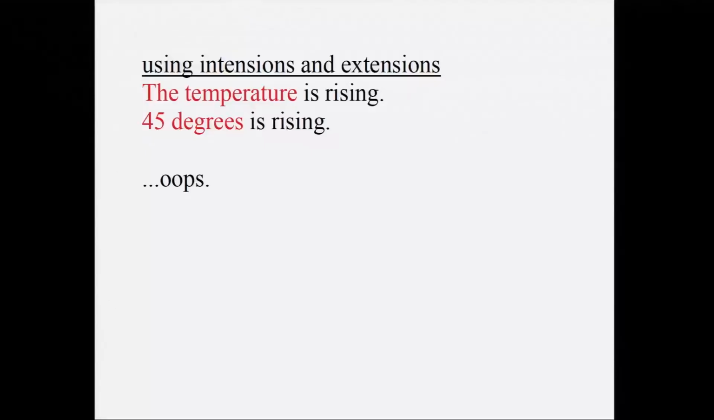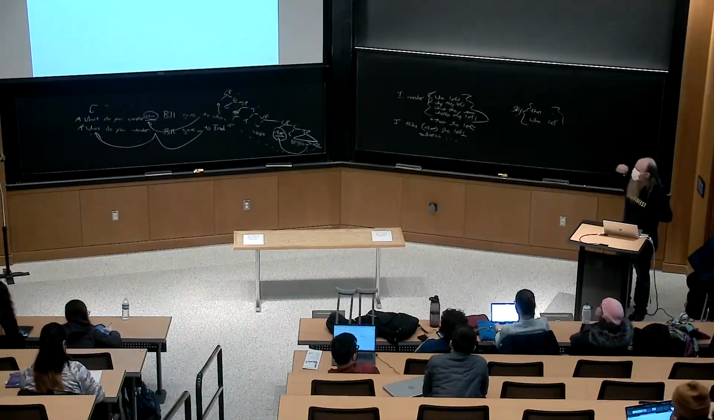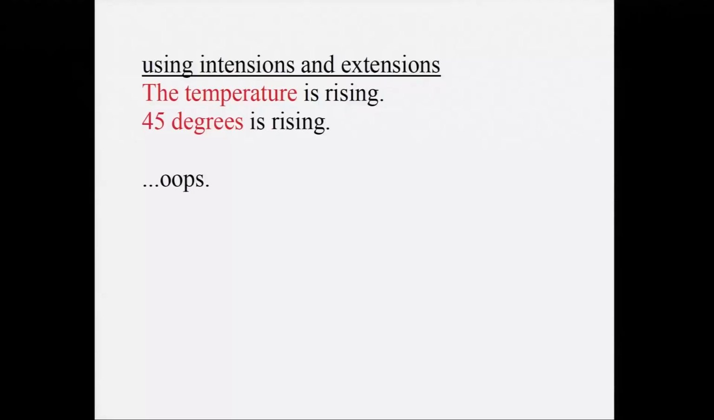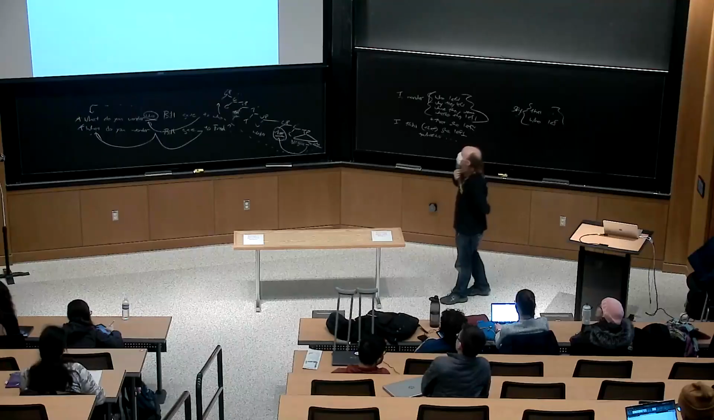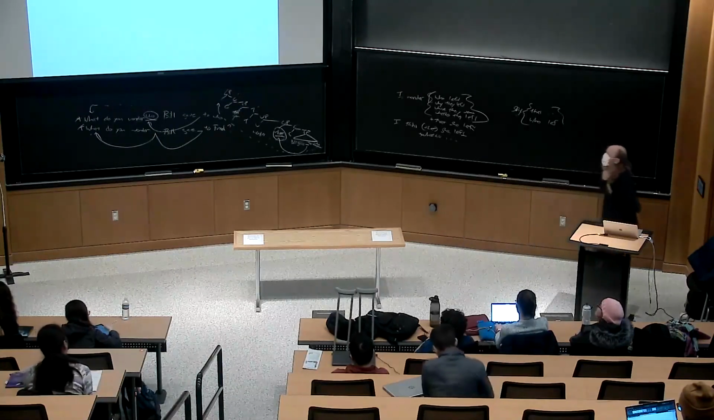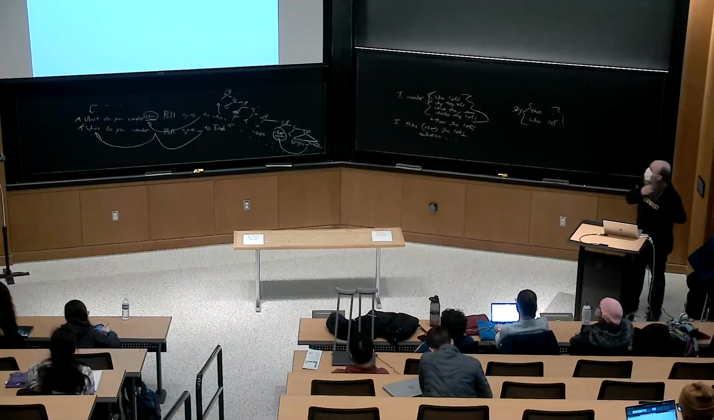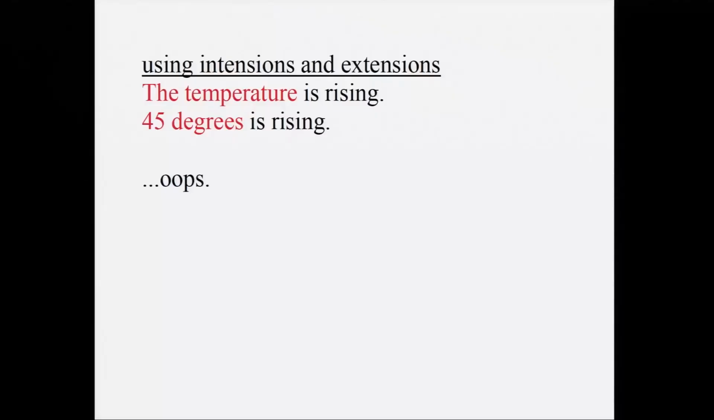So even if it's true that the temperature is 45 degrees and that the temperature is rising. So here's a place where it seems as though you can't substitute in one phrase for another. That's because rising is interacting specifically with the intension. It's telling you something about what you will see if you look at the thermometer. It's not telling you something about the extension of the phrase, the temperature. So there are places where you can confuse yourself with intensions and extensions.